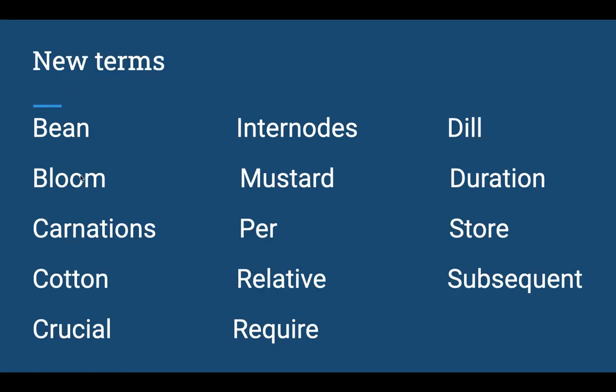Okay, the new terms: bean, bloom, carnation, cotton, crucial, internodes, mustard, pear, relative, require, deal, duration, store, subsequent. We have to know that. We can look from the book, dear friends, and they are written there.